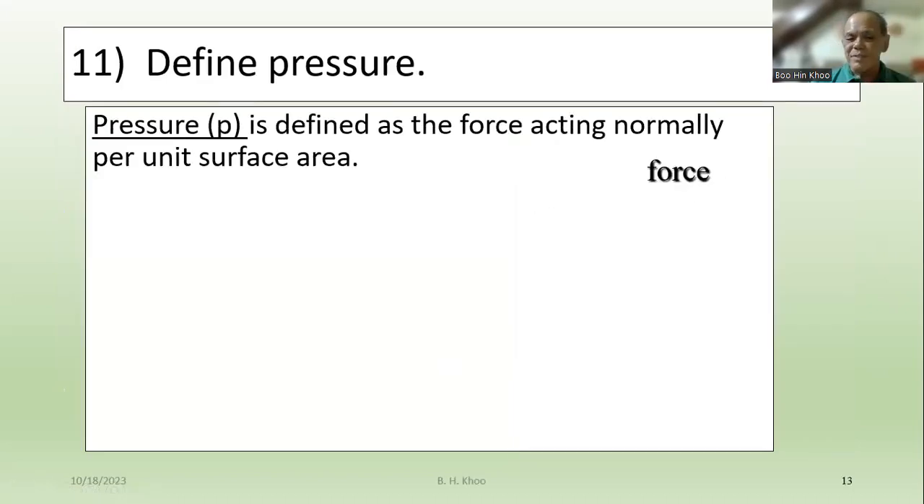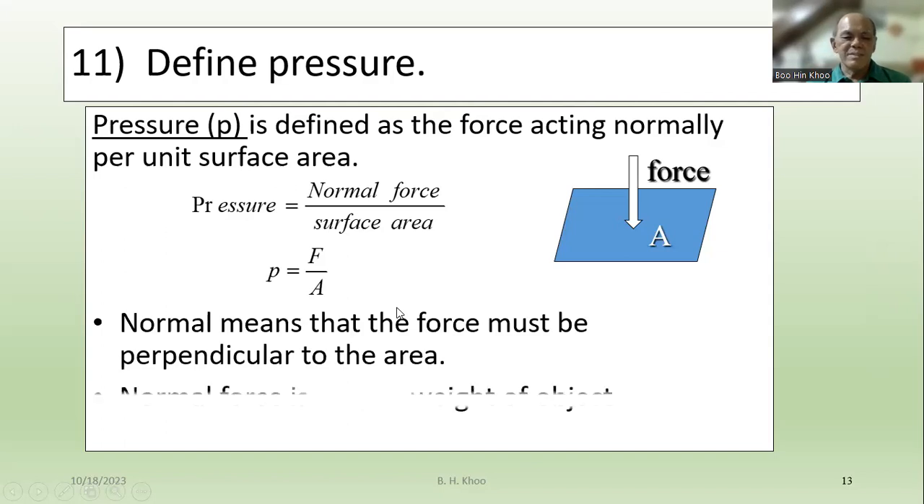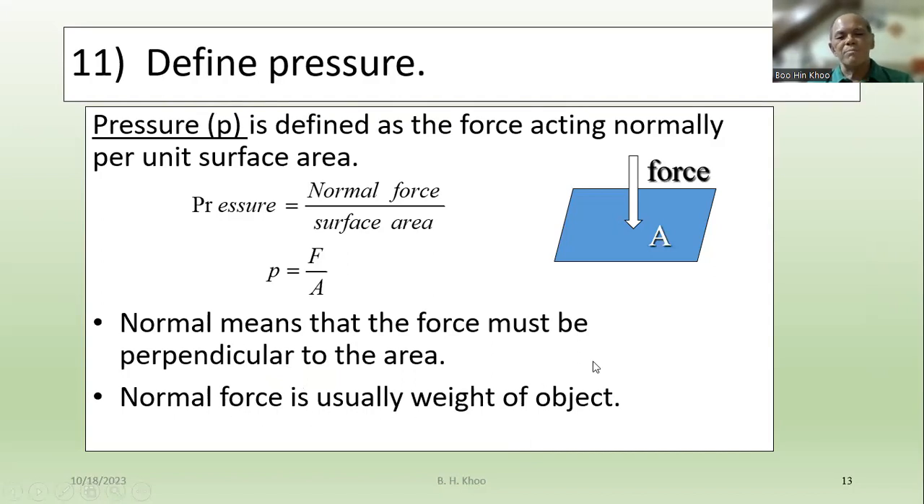Define pressure. Pressure is defined as the force acting normally. The term is important. Normally means perpendicular, per unit surface area. Normal force divided by surface area. In formula form, P equals F over A. That's the area, that's the force. Normal means the force must be perpendicular to the area. Normal force is usually the weight of the object.